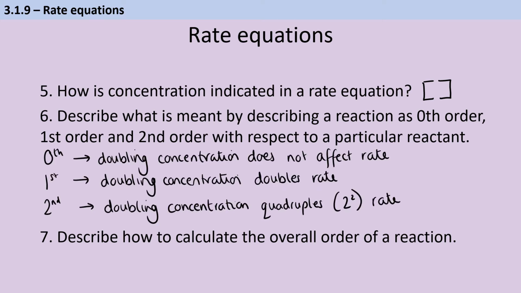So if we double the concentration and the rate doesn't change at all, then it's 0th order. If we double the concentration and that doubles the rate, then that's 1st order. And if we double the concentration and that quadruples the rate, in other words, 2 squared, then that means it's 2nd order with respect to that particular reactant. To calculate the overall order of a reaction, we just add together all of the partial orders.